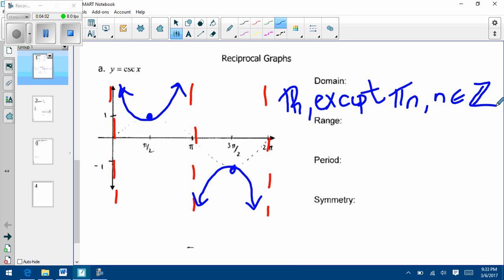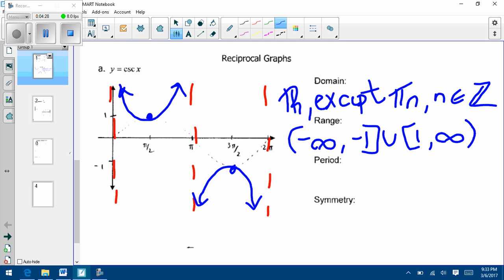For the range, if you think about the range of sine as being -1 to 1, notice how the range for cosecant is everything outside of that. We can still include -1 and 1, but cosecant is not defined anywhere in between -1 and 1 on the y-axis. So the way we represent the range is from -infinity to -1, bracket, union 1 to infinity.